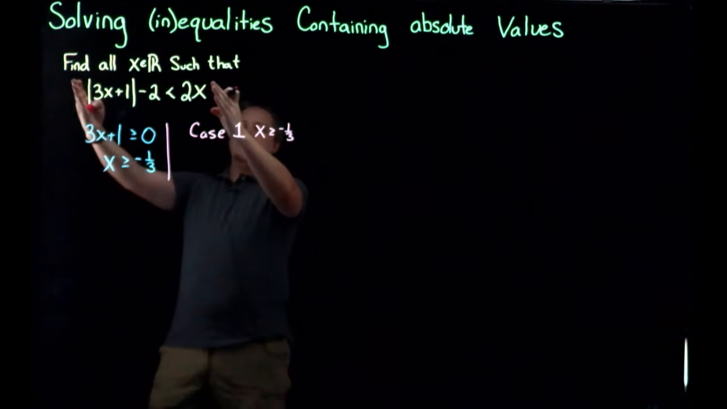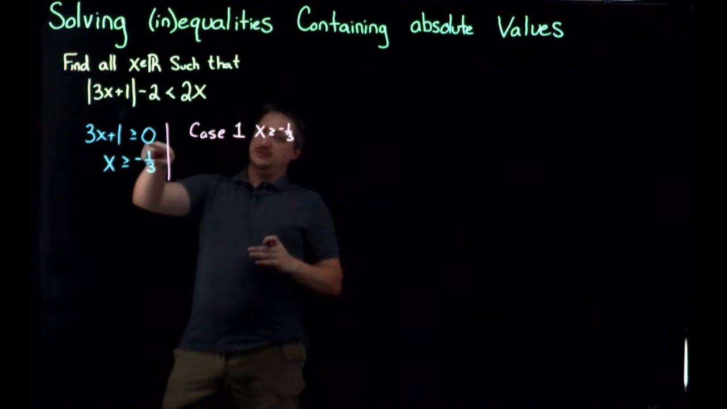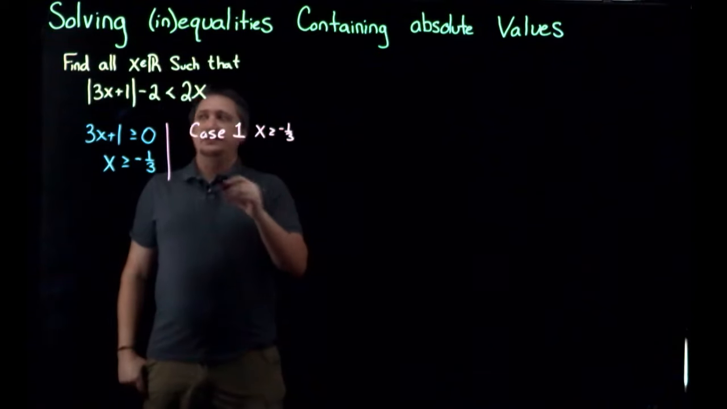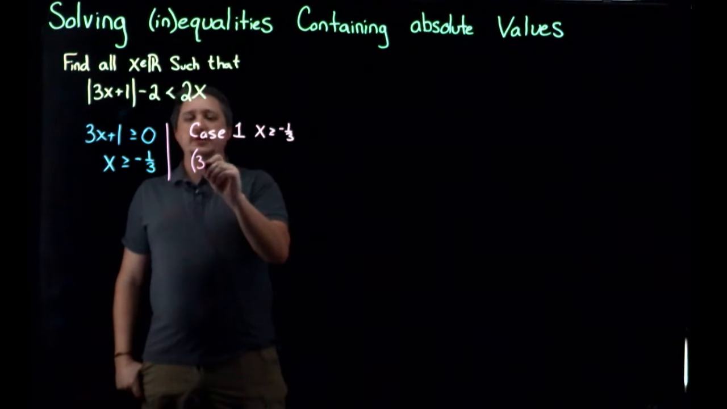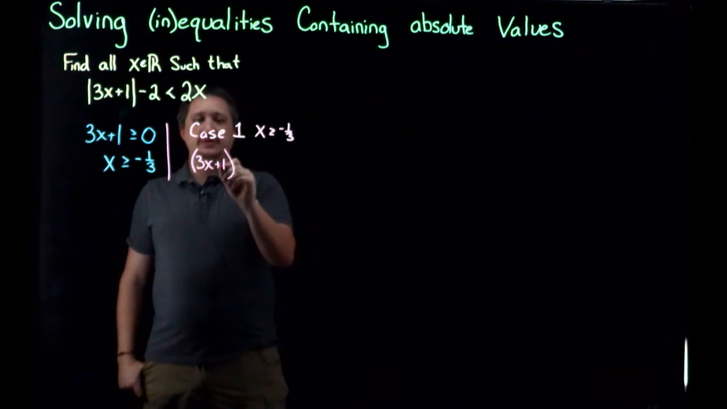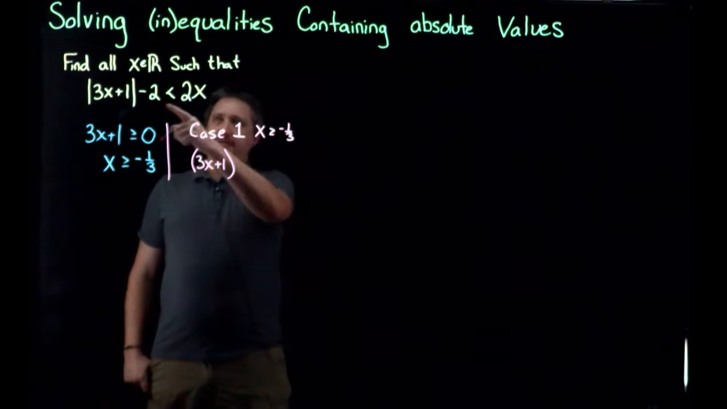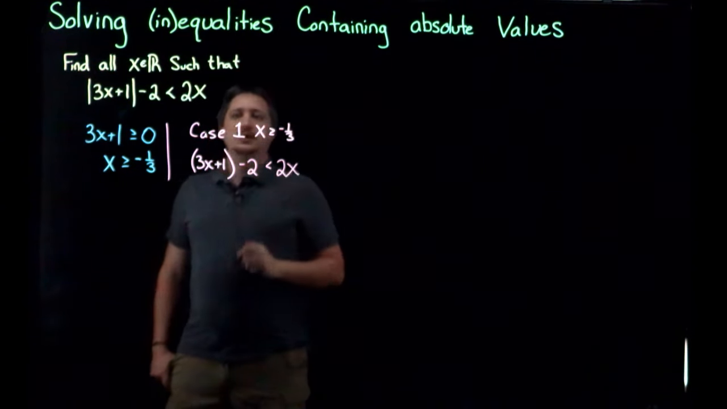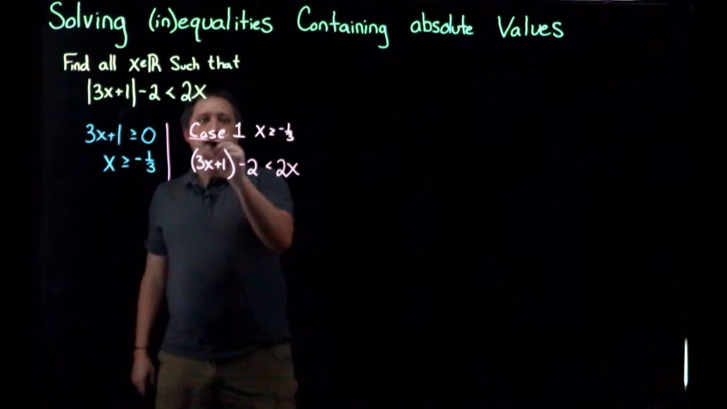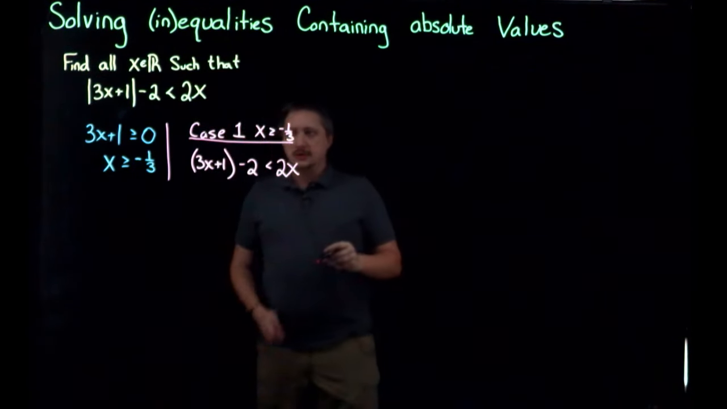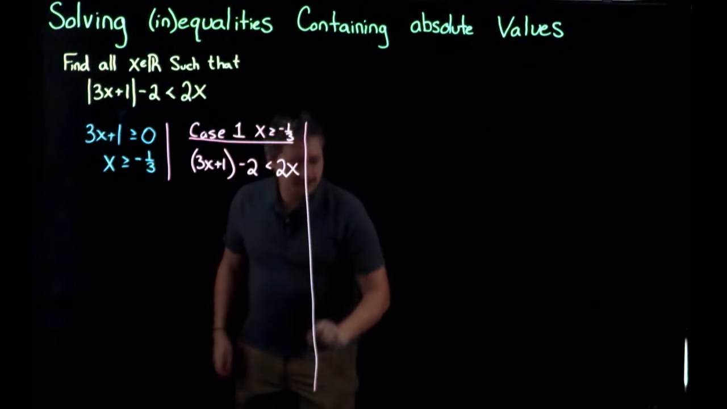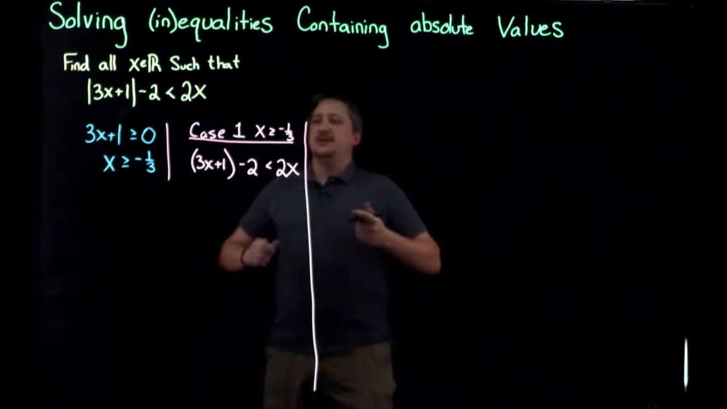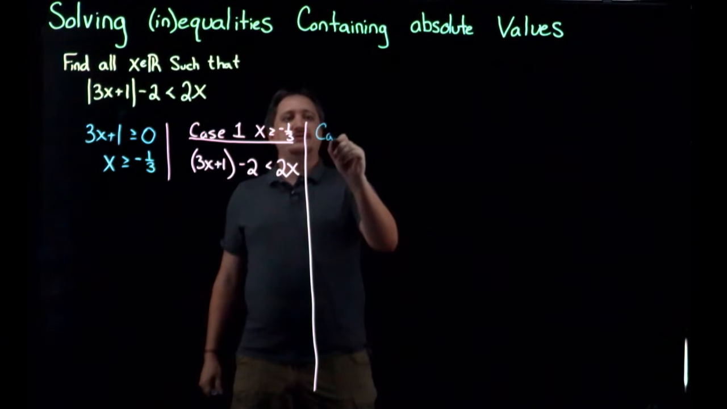And then when that's true, the absolute value, because the inside is 0 or higher, is doing nothing. So I can replace it with just parentheses. So I'm going to have 3x plus 1 in parentheses, and then the rest, so minus 2 less than 2x. So that's case 1. I don't have to do them at the same time, but just to emphasize, I'm going to have another case, case 2.